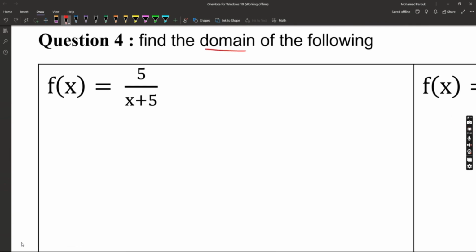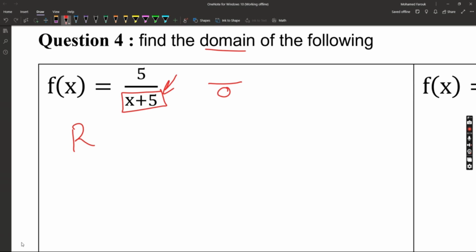Okay, next one, we need to find the domain. If I ask you about the domain, it means can you find the values that you can replace x with? Actually, we can replace it with all numbers 90% of the time, but in some cases, there are values for x that will give you a math error, or are not allowed in your domain. For example, this is a rational function. A rational function is a fraction. You cannot write 0 in the denominator of your fraction. So x plus 5 cannot be equal to 0.